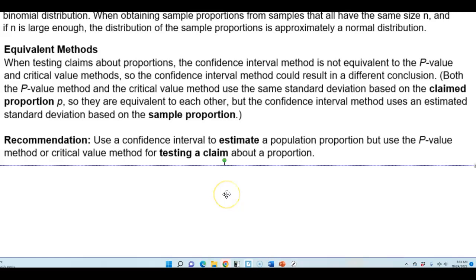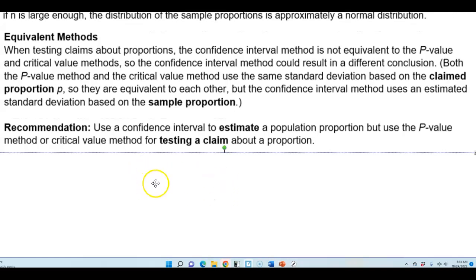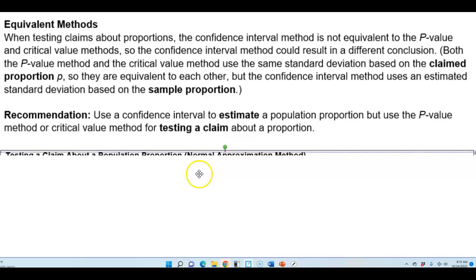Recommendation: use a confidence interval to estimate a population proportion, but use the p-value method or critical value method for testing a claim about a proportion.